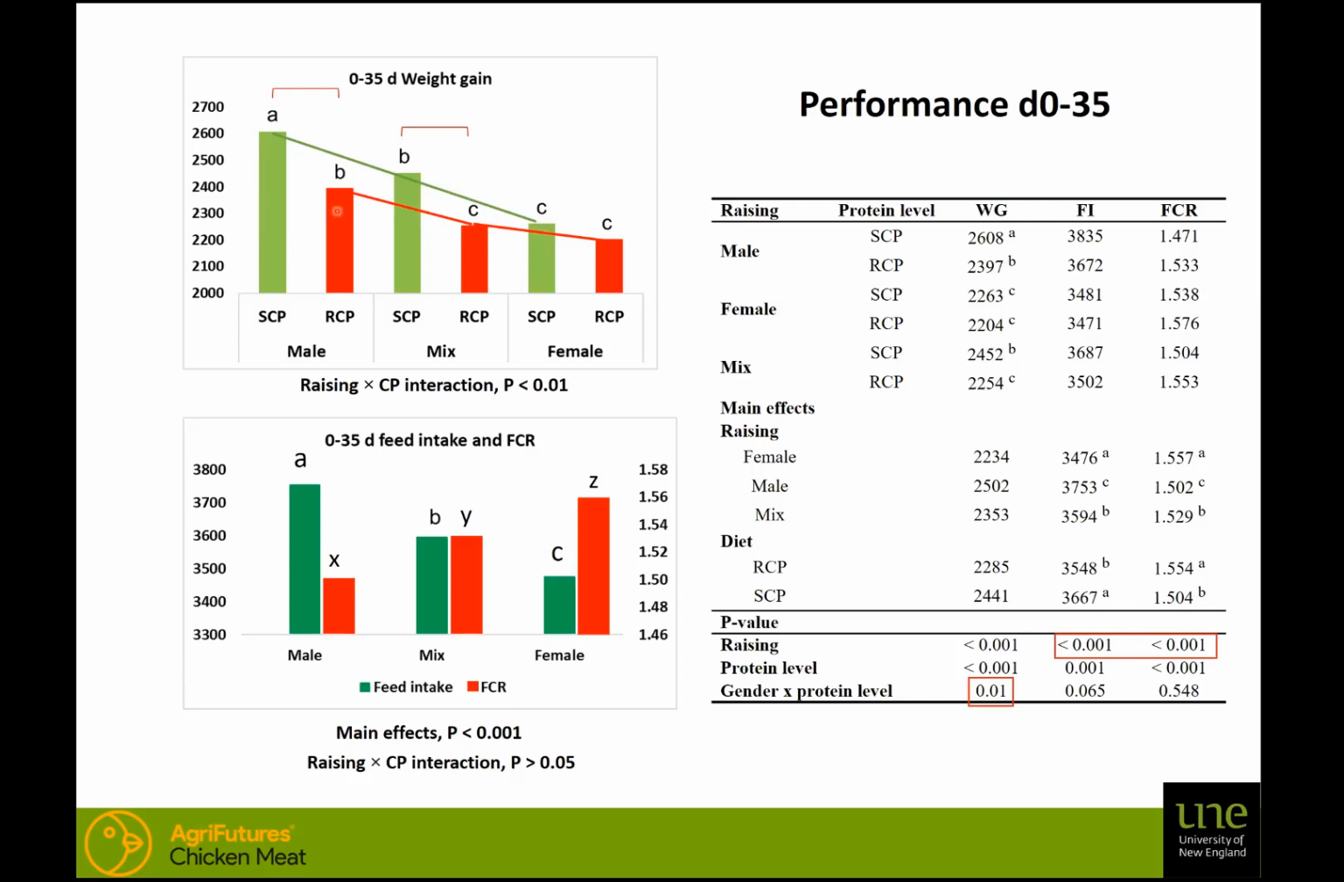But for reduced protein, the response is slightly different. For the reduced protein, male is also highest, but the mixed birds and the female birds didn't have a significant difference. And the level of reduction of the weight gain is also slightly, you can see the slope, not as big as the standard protein level.